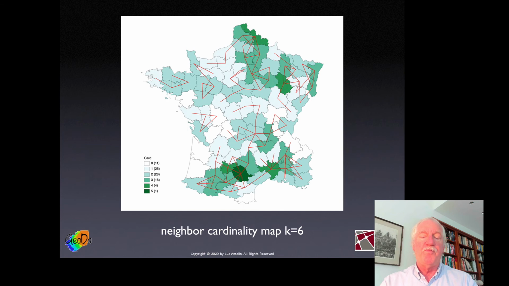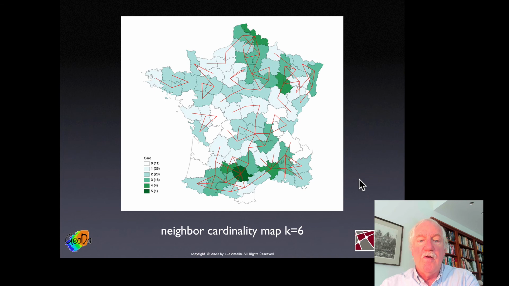In our example, there's no observation that has all six neighbors in common. But there's one observation that has 5 in common. 4 observations have 4 in common. And then it goes up, 16 have 3, 28 have 2, 25 have 1. So the question then is, okay, this is all nice and good. We see there's something interesting going on here and maybe also here. How do we interpret this in terms of significance?